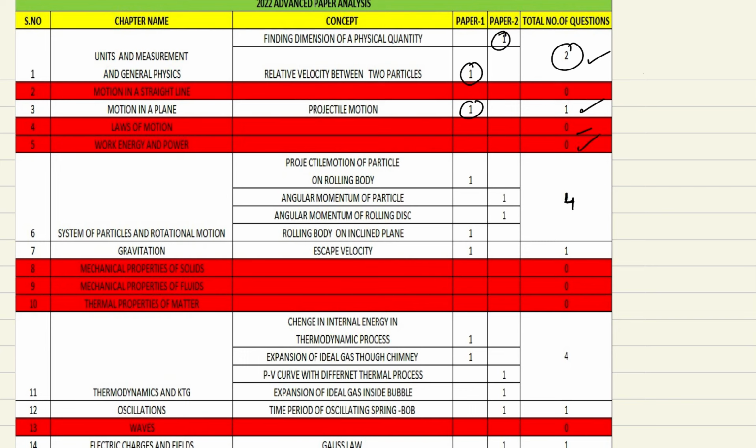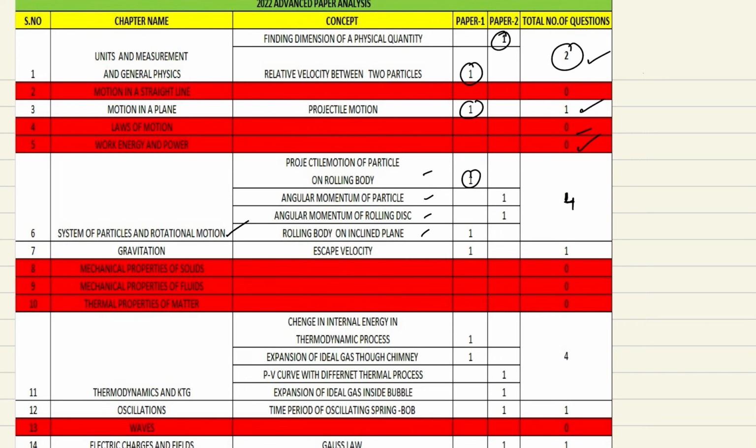But in system of particles and rotational motion, you can see there are 1, 2, 3, 4 questions they have given. One question is projectile motion of a particle on a rolling body. We can see that the rolling body is rotating, then it is like a combination of motion in a plane type. One question in paper 1. Angular momentum of a particle: in paper 2 they have given one angular momentum type of question, a Vx and Vy type question.